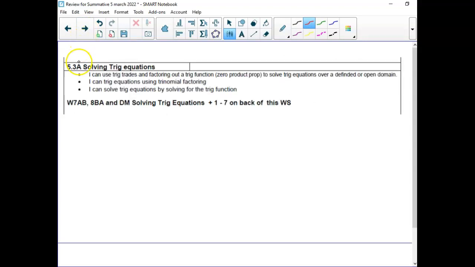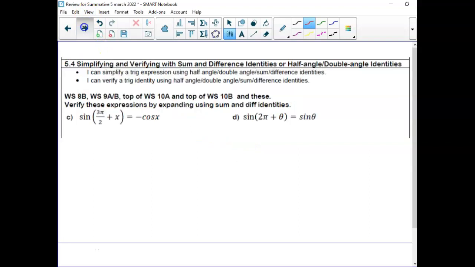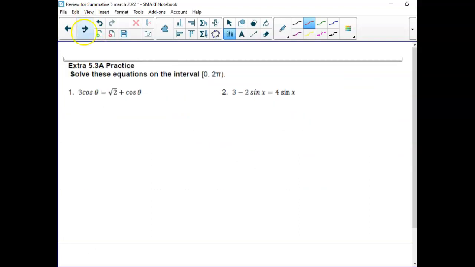The next section says 5.3a. It says these were all the places that you practiced this. And then I put 7 examples on the back, okay? Do you want to go to those now? They look like this. This says extra practice on 5.3. This is on the back.